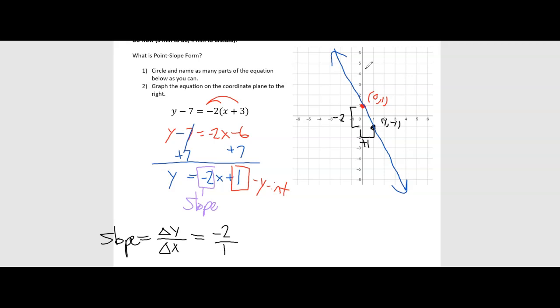However, there was a slightly more efficient way we could have done it, right? We didn't have to convert it to slope-intercept form, but to do that, we would have to understand what point-slope form is. So I'm going to erase what we have, and we're going to talk about it as far as point-slope form goes.